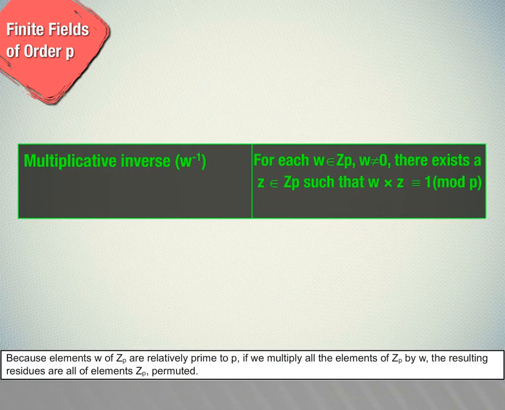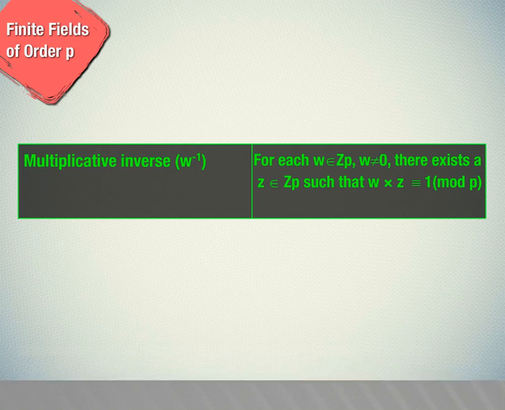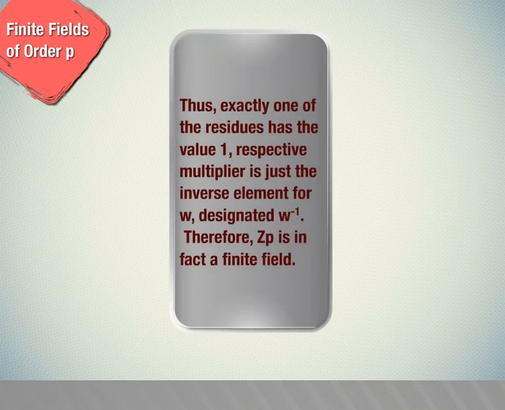Because elements w of Zp are relatively prime to p, if we multiply all the elements of Zp by w, the resulting residues are all the elements of Zp permuted. Multiplicative inverse, w inverse: for each w belonging to Zp, w not equal to 0, there exists a z belonging to Zp such that w times z is equal to 1 mod p. Thus, exactly one of the residues has the value 1, and the respective multiplier is just the inverse element for w, designated w inverse. Therefore, Zp is in fact a finite field.